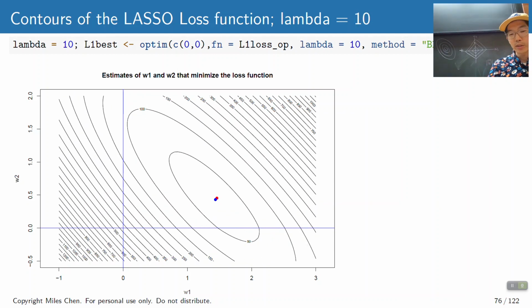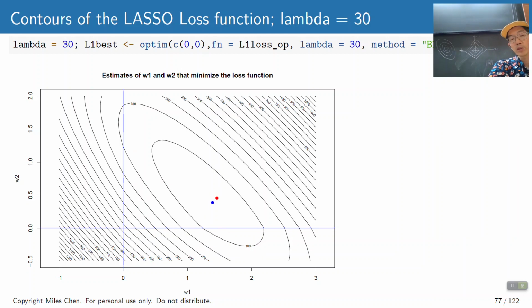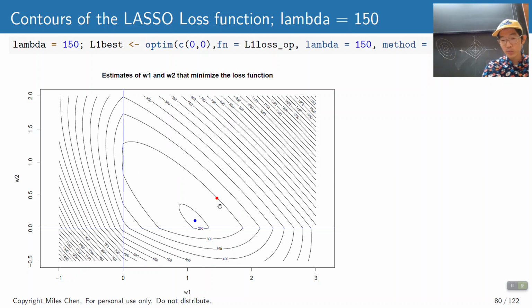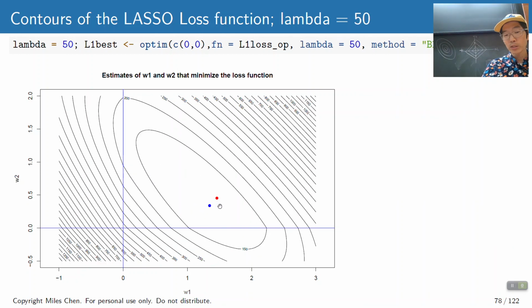This blue dot represents the solution for the weights for x1 and x2. In the beginning, when our lambda, the penalty for complexity, is quite small, the solution is very similar to the OLS solution, okay? In fact, with lambda equal to 0, it's just the OLS solution. As lambda gets bigger, the coefficients W1 and W2 get penalized, and so they shrink, okay?